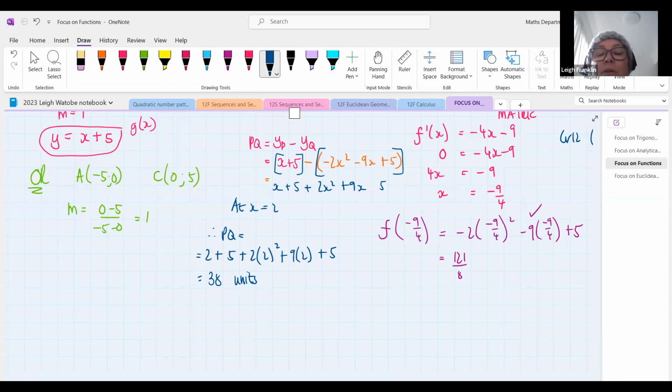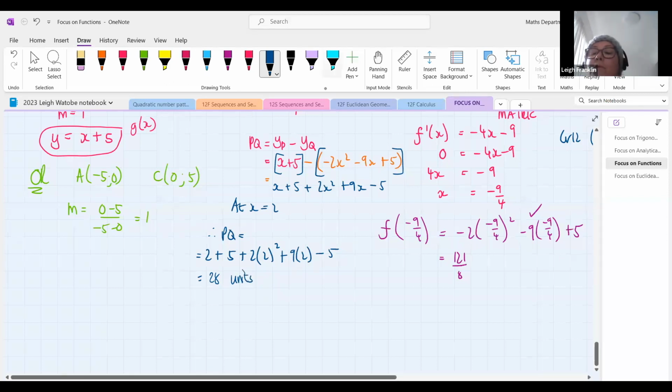Negative times a negative is a positive. Yes, so that should be minus. Sorry, that should be minus. There we go. Are we getting 28 units here? There we go. Okay. All right.